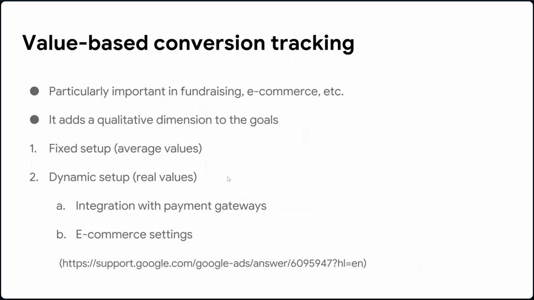Obviously, the problem is that not every conversion is worth the average amount, right? So if you want to be more precise, you will need to do the dynamic setup, which transmits real values into Google Analytics. And to do that, you will need to integrate Google Analytics with your payment processor. It could be Shopify or Classy or any other payment gateway like that. And most of the big ones have integrations with Google Analytics, right? So you just need to input your tracking code into that platform, and it will automatically transmit values.